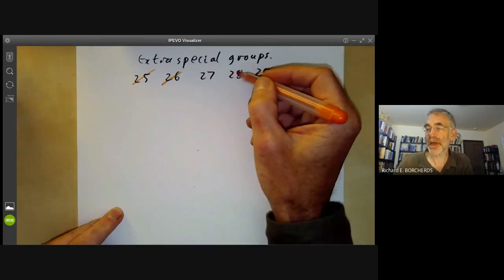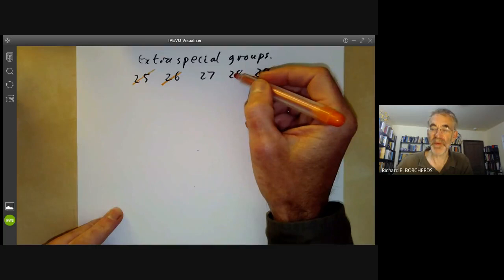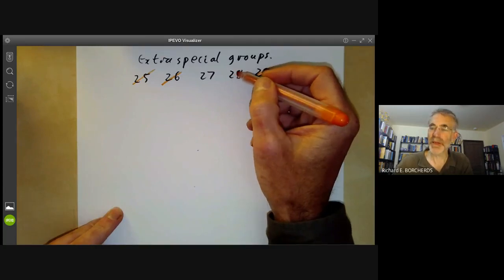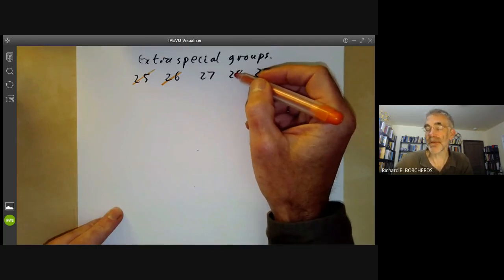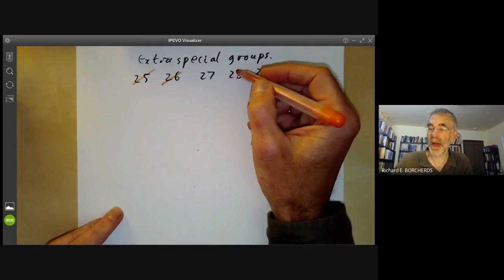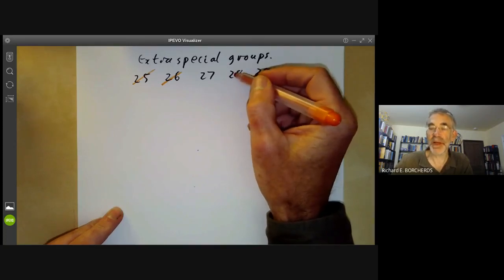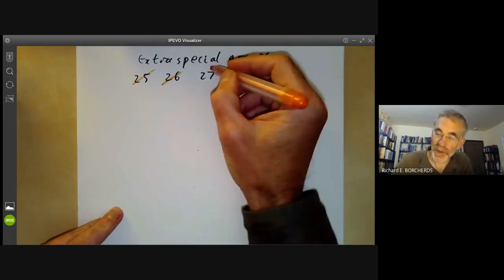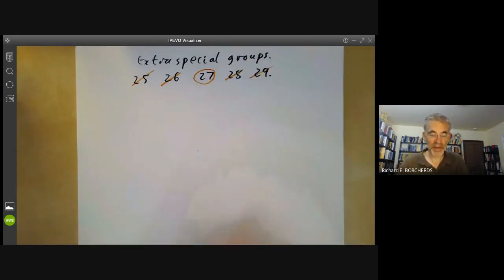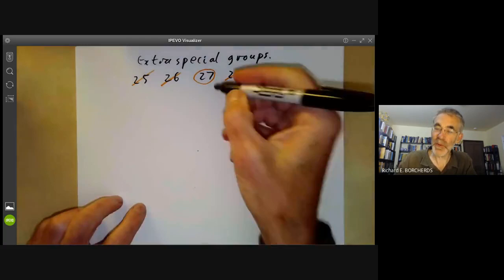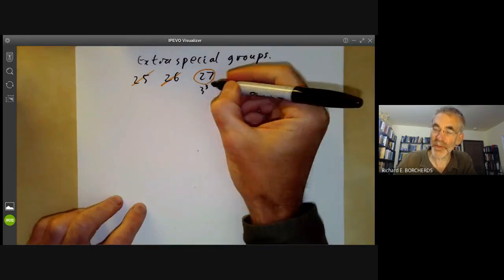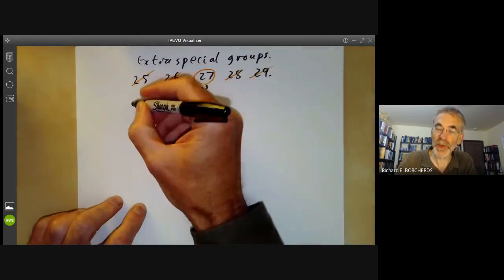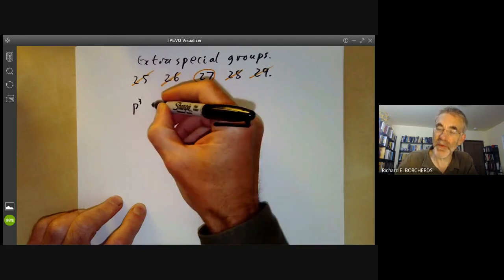28 you have to think a little bit more about, but this is of the form 4 times a prime. So it turns out to be very similar to the case of groups of order 20. In fact, we get 4 groups: 2 abelian ones, 1 dihedral one, and 1 binary dihedral one. So order 27 is the only order that might give some new phenomena. 27 is 3 cubed, so what we're going to look at is groups of order p cubed for p prime.